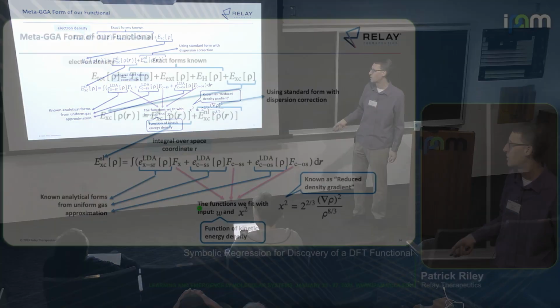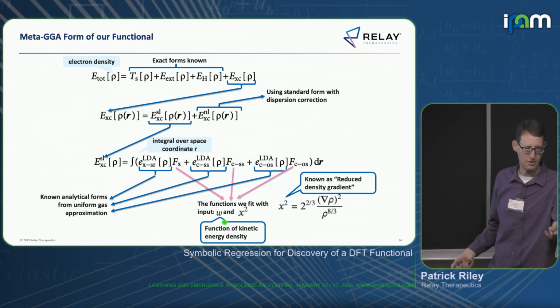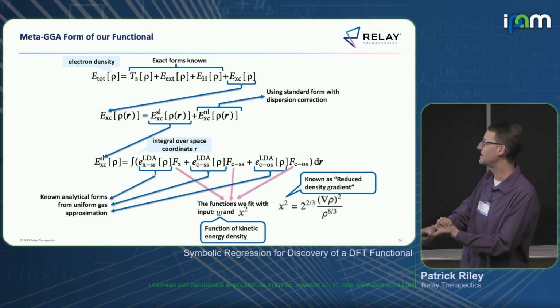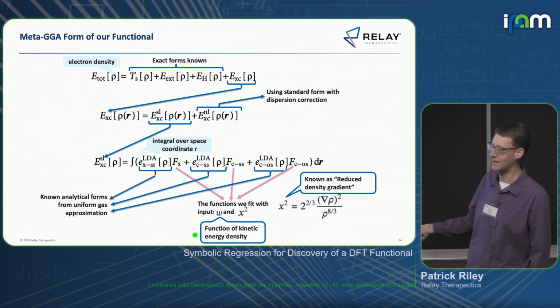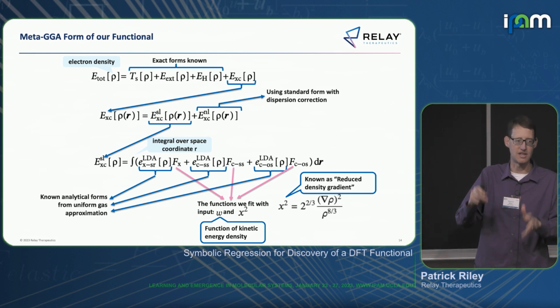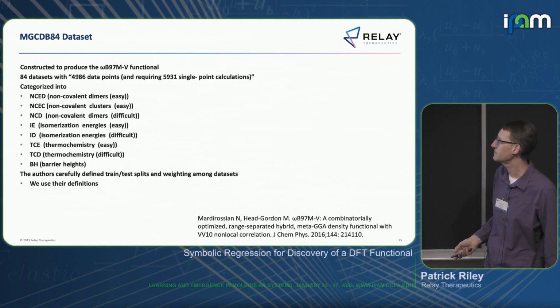And so the inputs that we're going to fit here are the density, this thing called the reduced density gradient, and this function of the kinetic energy density. So those are going to be the parameters that go into the equation that we're going to fit here.